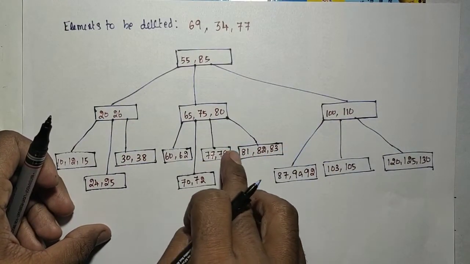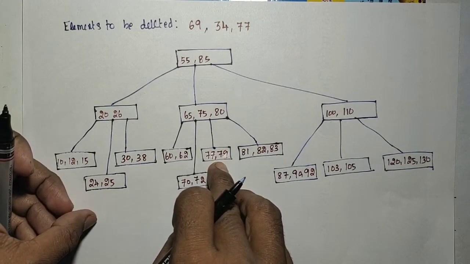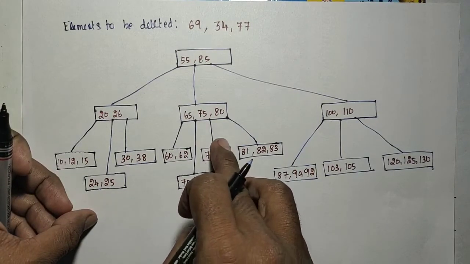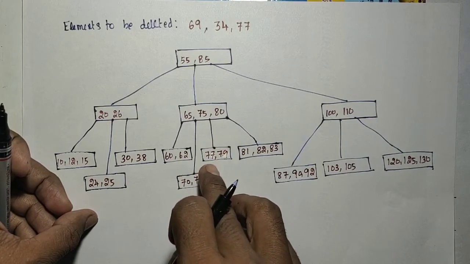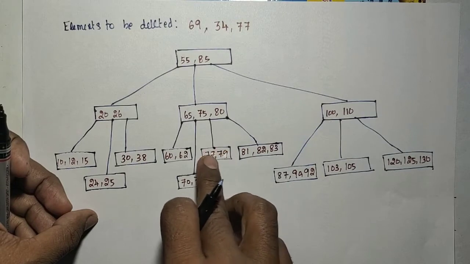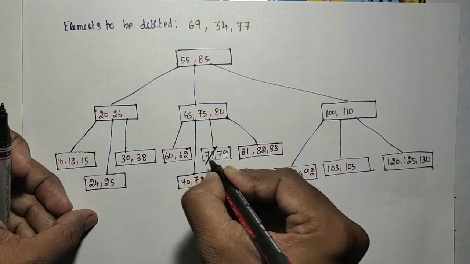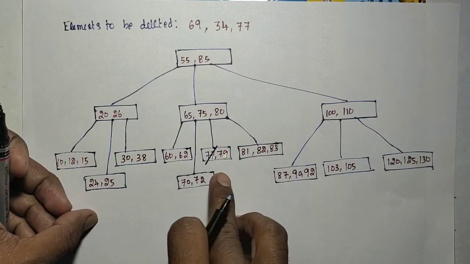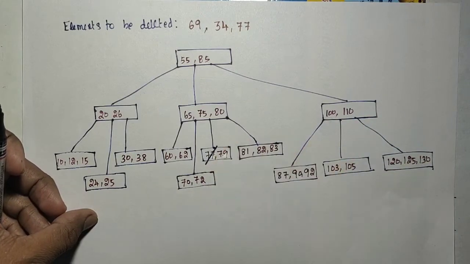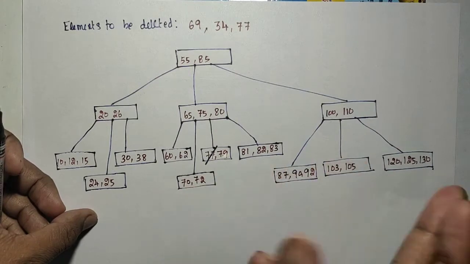Here we get a leaf node, and then we need to check whether it has a sufficient number of elements. It means after deleting the 77, does it go underflow or not, like that we have to check. It is having only 2 elements, so if you delete the 77, it goes underflow. Underflow means I need to consider 3 cases: ask left or right or merge.